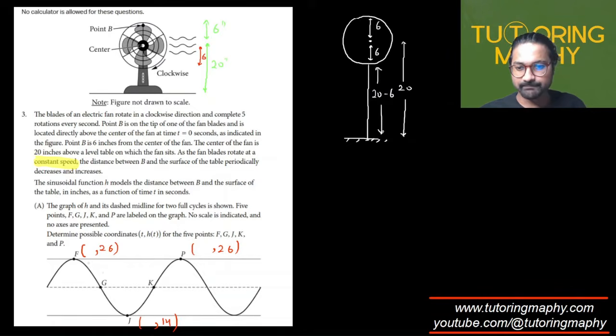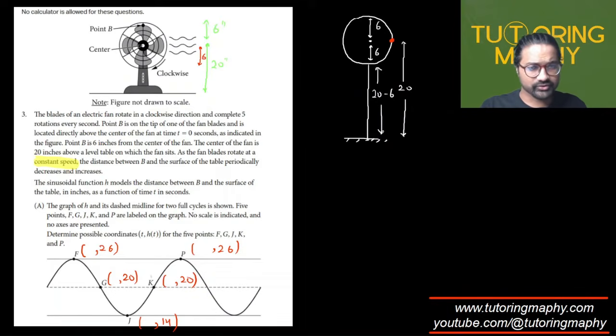Again, I do not know the x coordinate, but I'm very sure that the y coordinate is 14 over here. And finally, this is the midpoint of it, right? So midpoint means the point is somewhere over here, which is exactly at 20, right? So for G, y coordinate is 20, and for K, y coordinate is also 20.